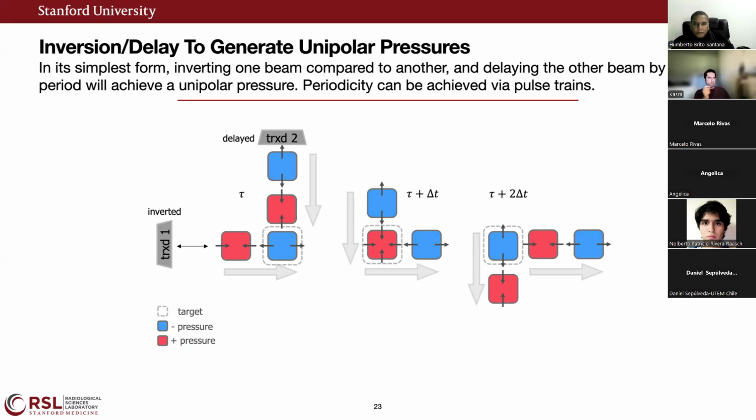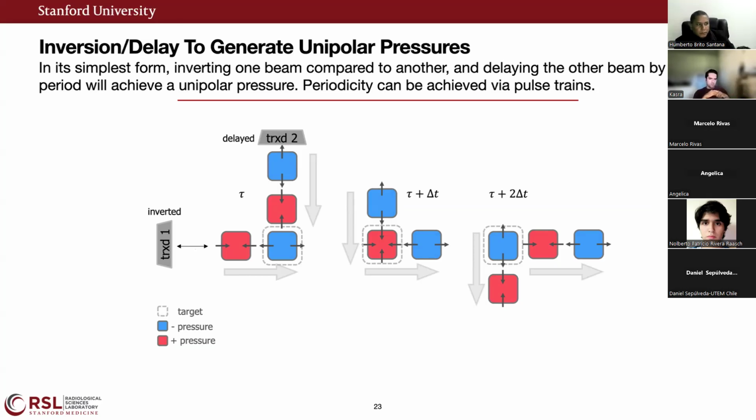It's just going to continue going back and forth. But we want to be able to apply dominant positive pressures or dominant negative pressures. How do we do that? The idea came about with this schematics. Suppose you have two transducers at 90 degrees, transducer 1 and transducer 2.